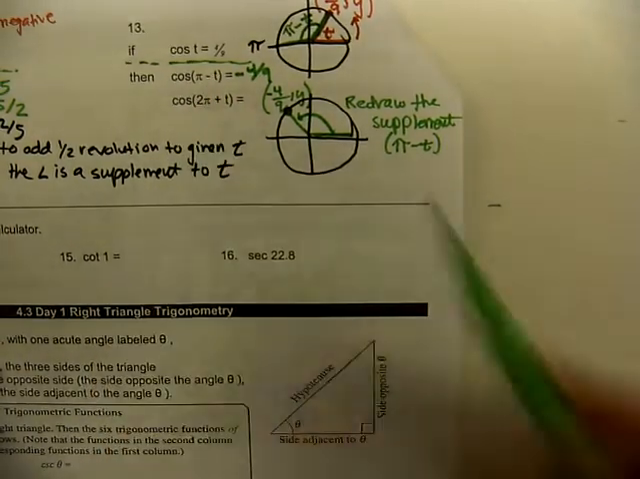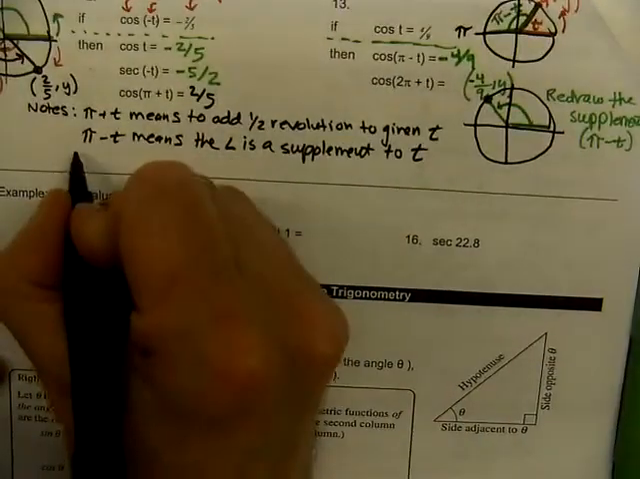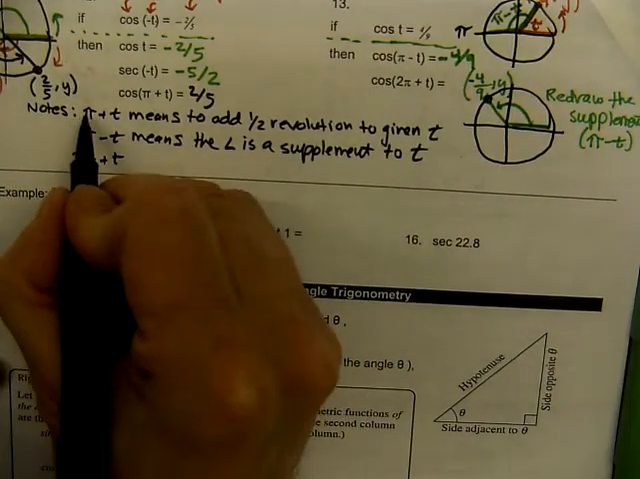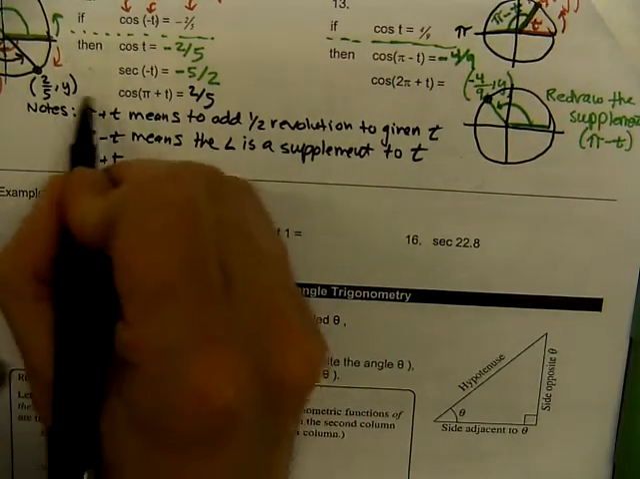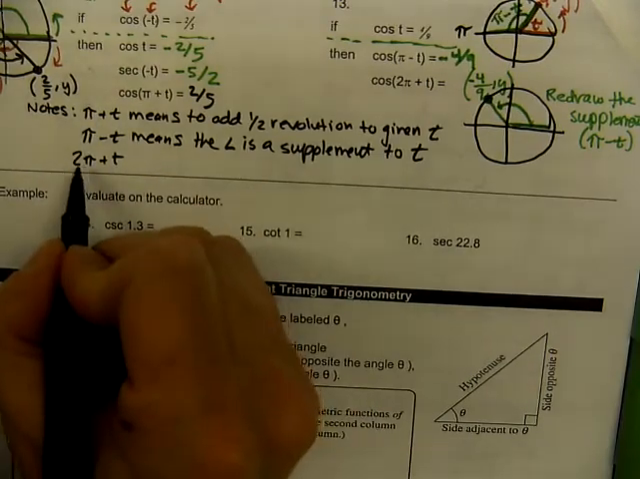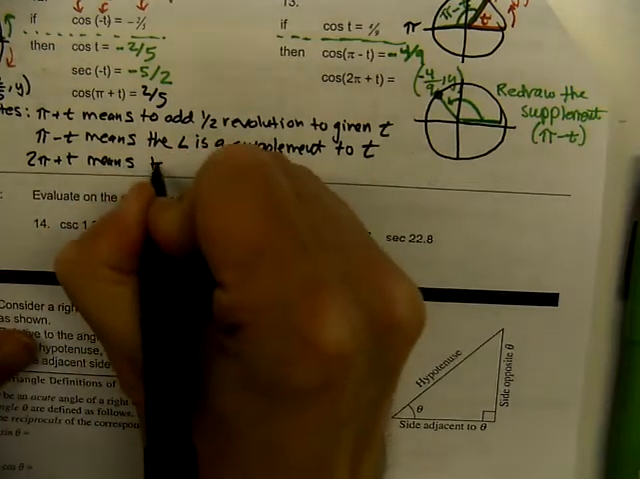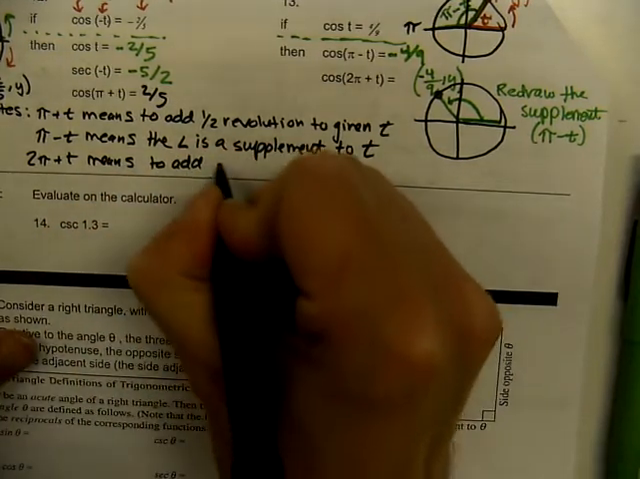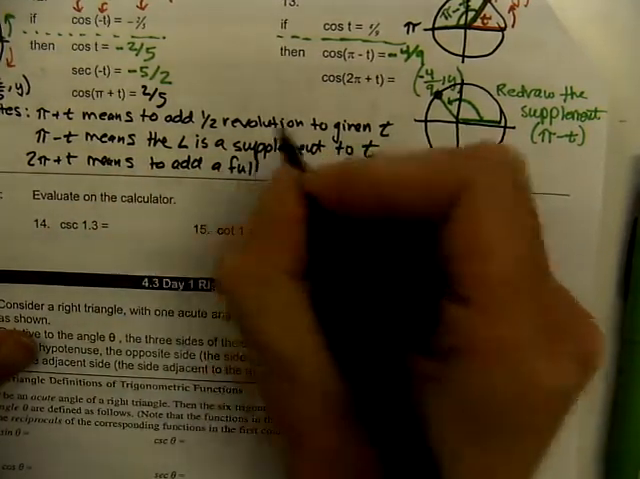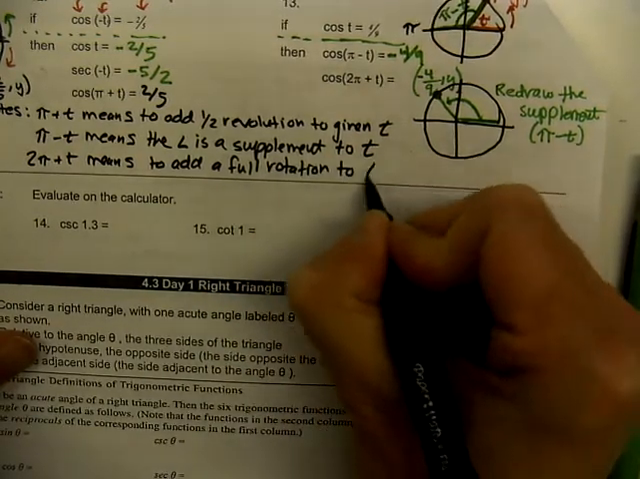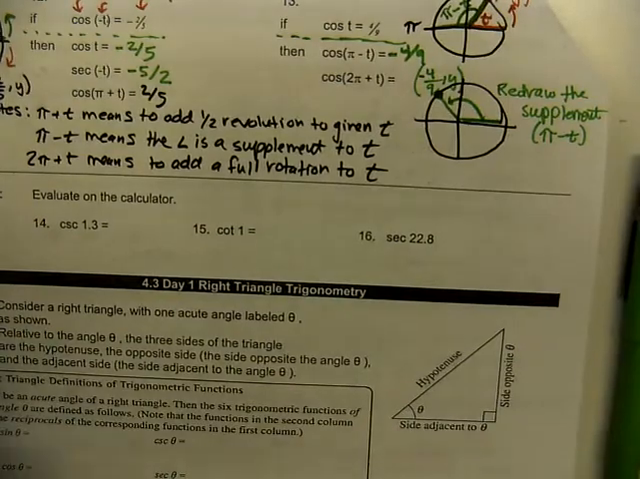All right, here's the last one, 2 pi plus t. So 2 pi plus t, it's very similar to the first one. If it was 1 pi plus t, that added half of a revolution, so 2 pi means go all the way around. So 2 pi plus t means to add a full rotation to the given angle that they provide us, t in this case.